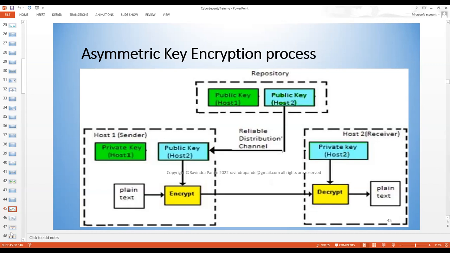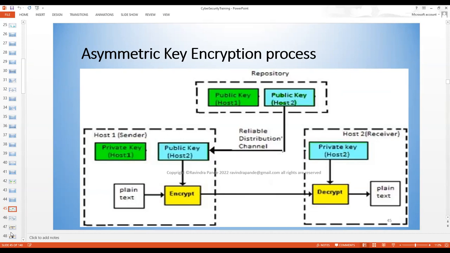And there can be a repository of public key 1, public key 2, and so on and so forth. The plain text gets encrypted with the public key as well as the private key. And then this private key, which is downloaded from the same repository by host 2, can decrypt the cipher text to plain text. Could you understand what I'm trying to say here? Any questions on asymmetry? We are good, right?